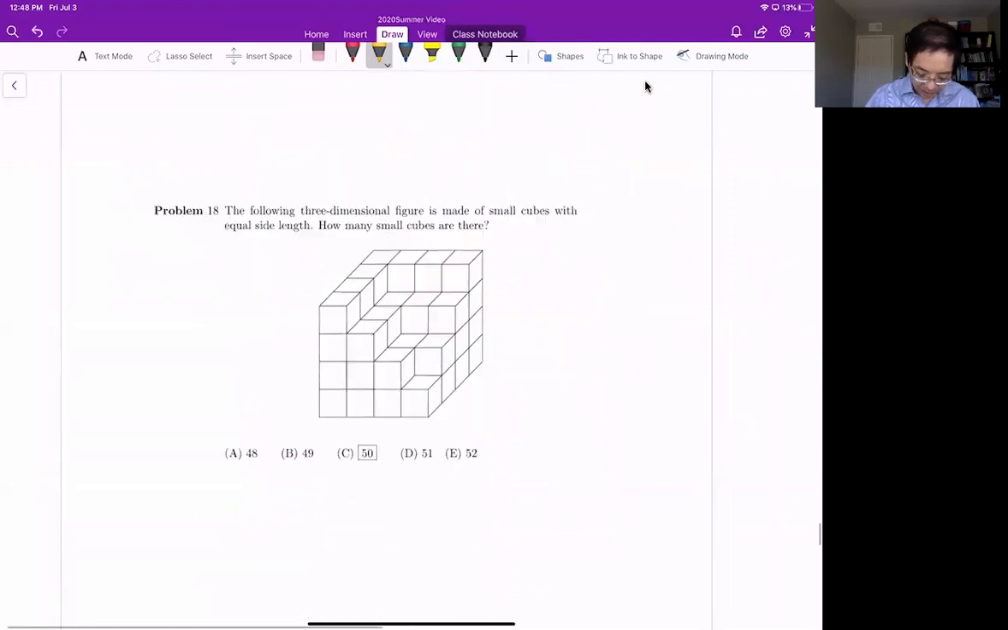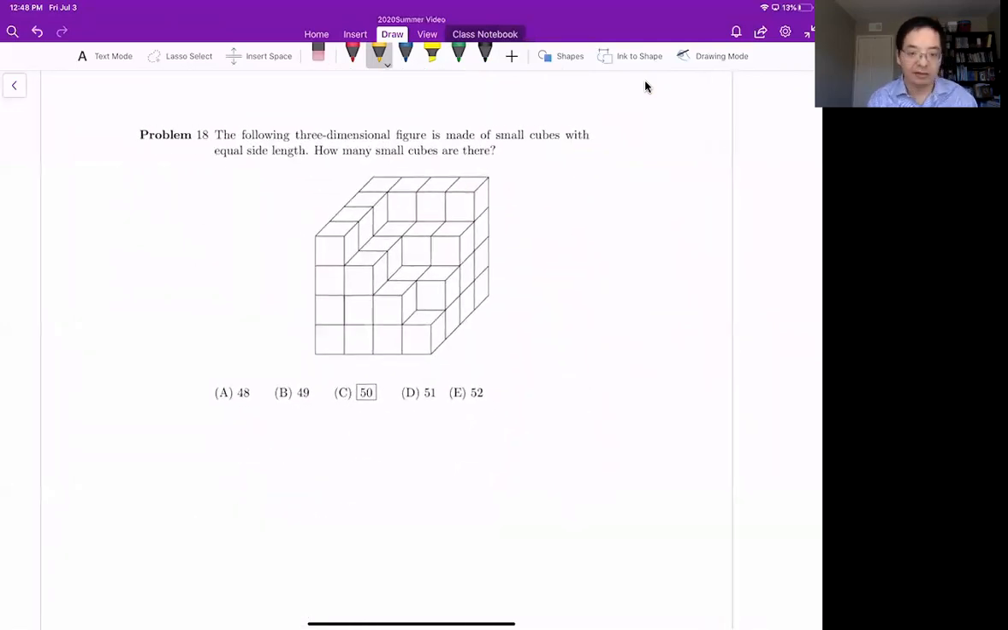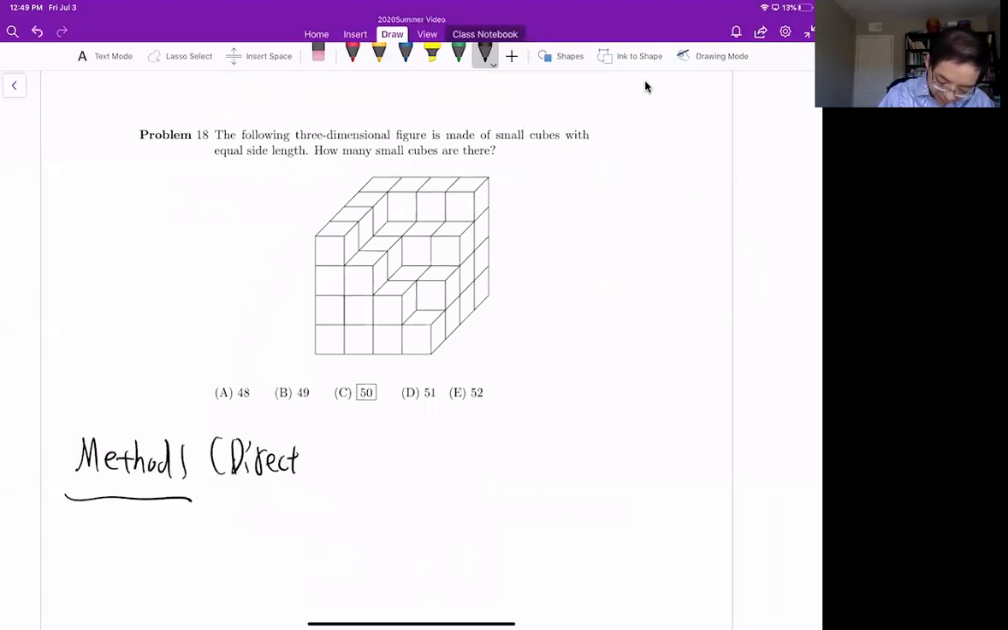Okay. Number 18. So here we have a 3-dimensional figure. We need to figure out the number of small cubes. Well, based on the picture, we have 2 ways to do it. Number 1 is we just count directly, right? So we have 2 methods. Method 1, I say direct calculate.